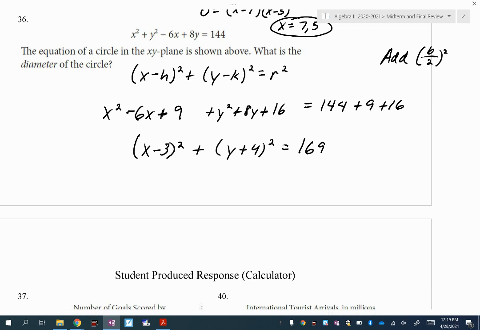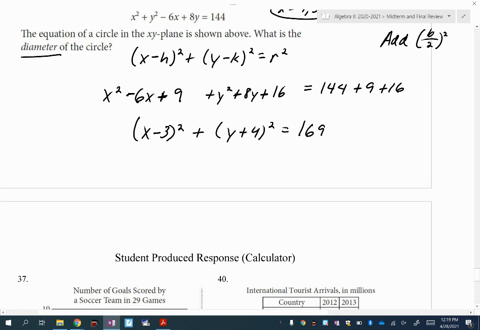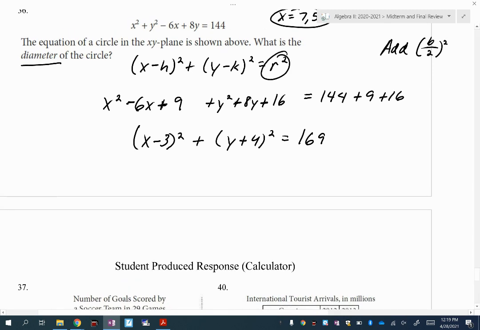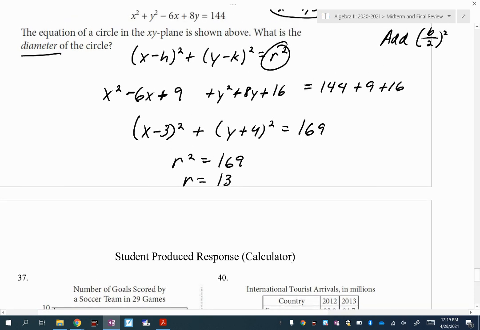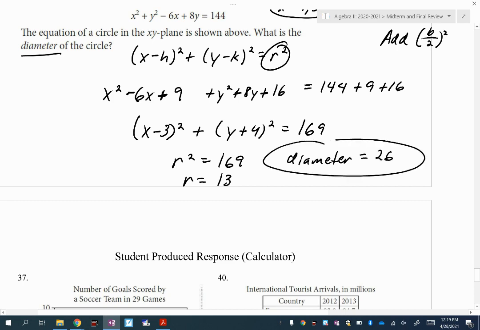All right, but it wants the diameter. Remember, this form says the radius squared over here. So the radius squared is 169. So that means if I take the square root of both sides, the radius is 13. Doesn't want the radius, it wants the diameter. And the diameter of a circle is 2 times the radius. So my diameter is 2 times 13, which is 26.